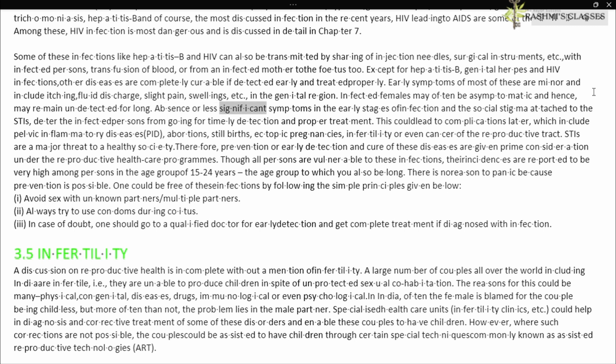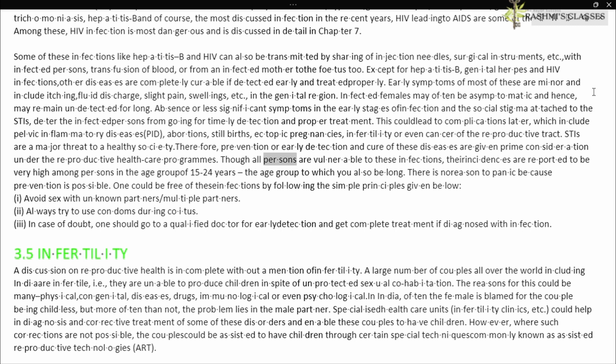Absence or less significant symptoms in the early stages of infection and the social stigma attached to the STIs, deter the infected persons from going for timely detection and proper treatment. This could lead to complications later, which include pelvic inflammatory diseases, PID, abortions, stillbirths, ectopic pregnancies, infertility, or even cancer of the reproductive tract. STIs are a major threat to a healthy society. Therefore, prevention or early detection and cure of these diseases are given prime consideration under the reproductive health care program.